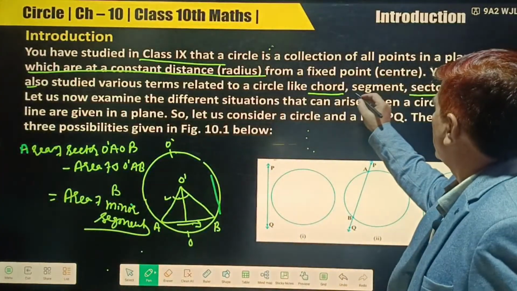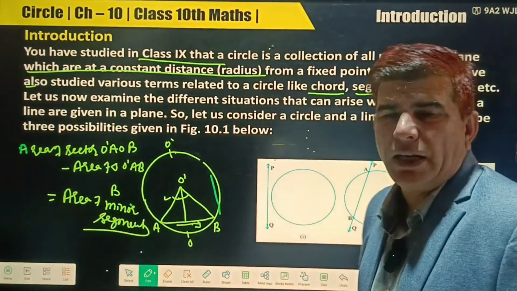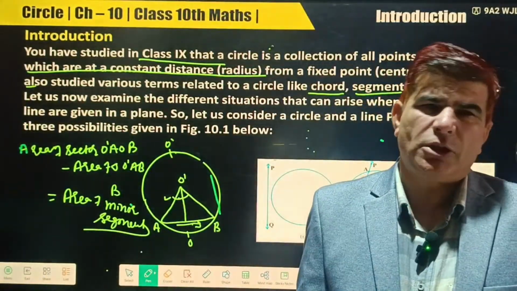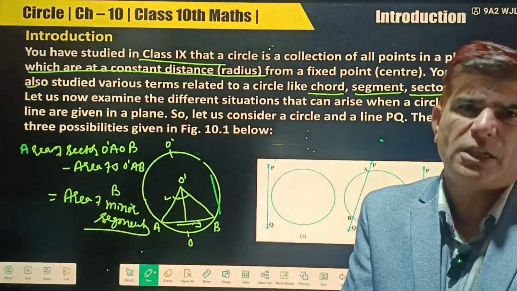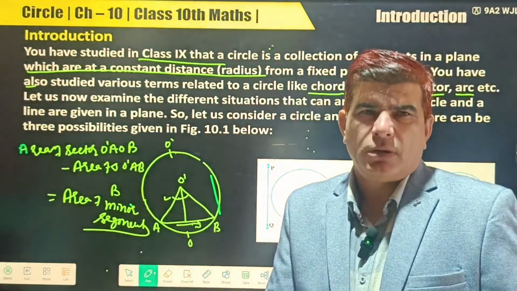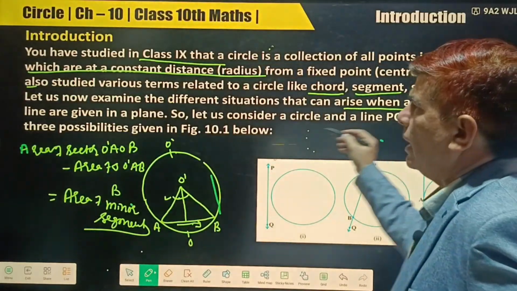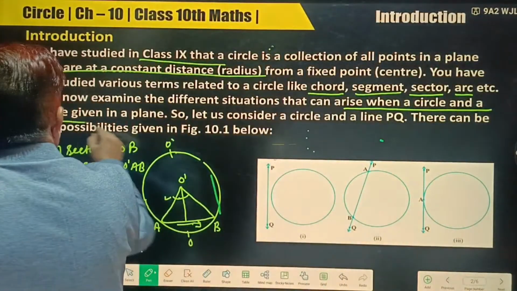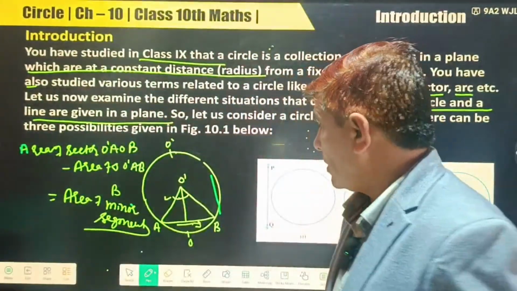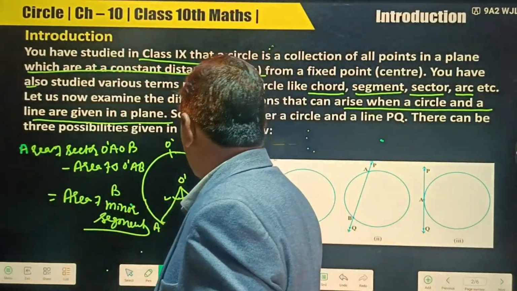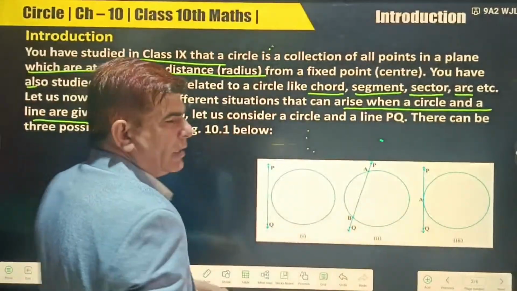So I told you what a segment and an arc are. Let us now examine different situations. In 10th class, we have taken different situations. Beta, if you want to get good marks in this chapter, you must revise 9th class also, related to these topics. A different situation that can arise is when a circle and a line are given in a plane. If we have a circle and a line, what are the possibilities? Our possibilities are these three which are given here.